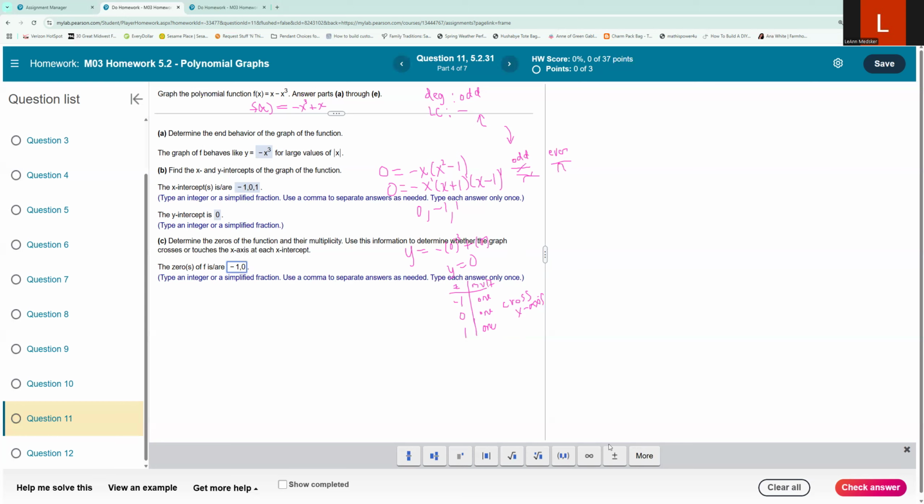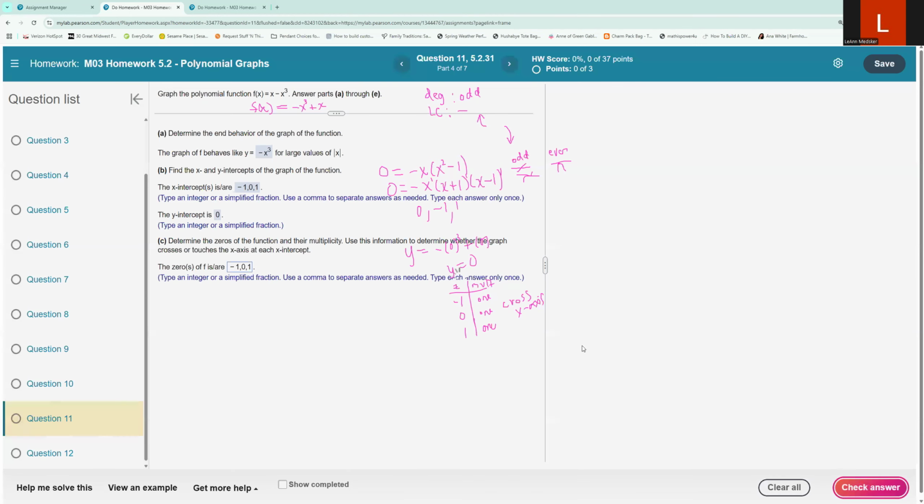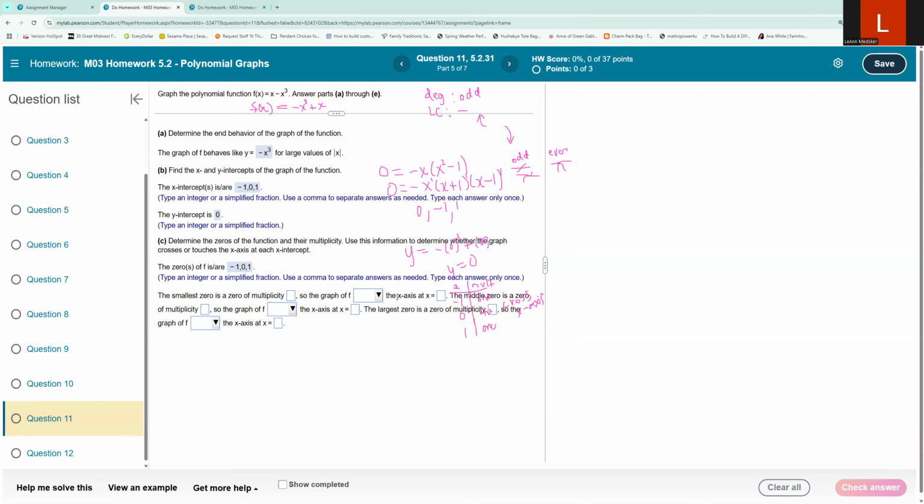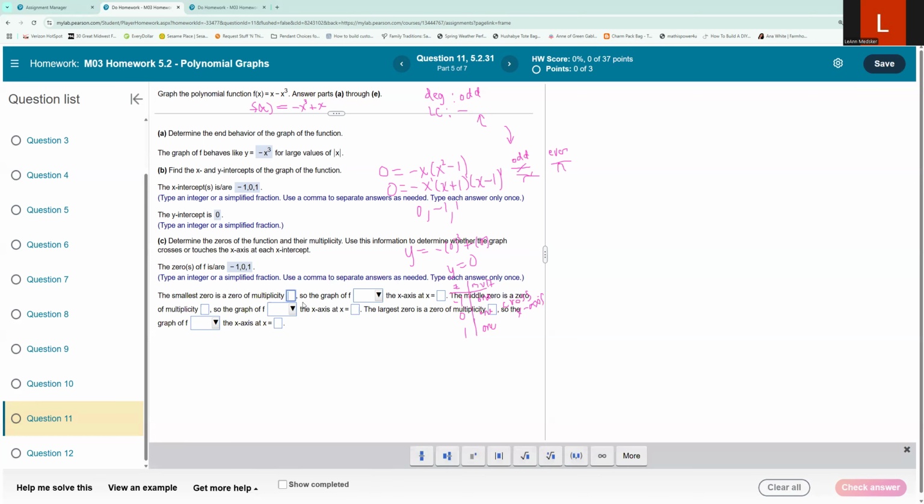Oops, a decimal. Easy typo that would have gotten me points off when I tried to check it. Okay, and then we're going to fill in that information. So the smallest of the zeros was a 0 of multiplicity 1. So the graph crosses the x-axis at -1. The middle 0 is also a multiplicity of 1. They all had a multiplicity of 1.